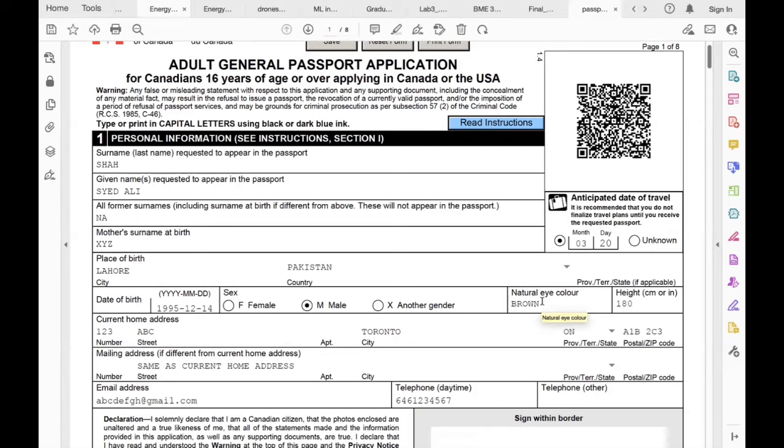But I suppose you must already have your PR card. If you don't have this information, you can get it. It's given on the landing paper as well. So you need to fill this up. So eye color and height.